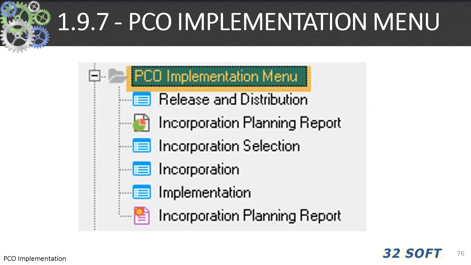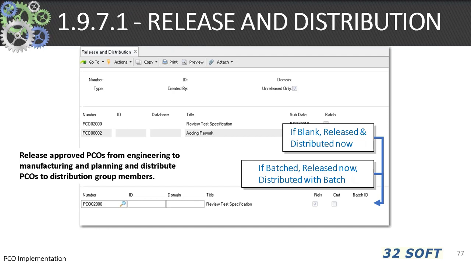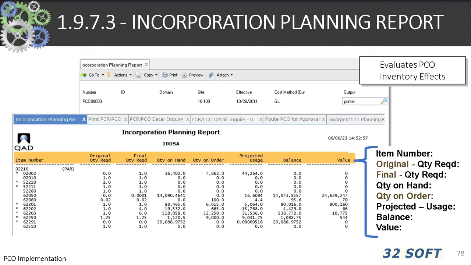Once the PCO has been through the approval cycle, the 1.9.7 PCO implementation menu controls how and when the PCO will be assimilated into the QAD PCO and production tables. It consists of release and distribution, incorporation planning, incorporation selection, incorporation and implementation. The 1.9.7.1 release and distribution releases the approved PCO from engineering to manufacturing and planning and distributes the PCO to responsible group members.